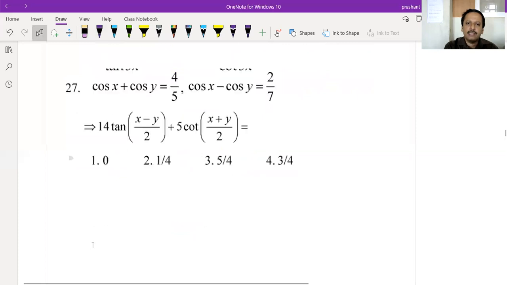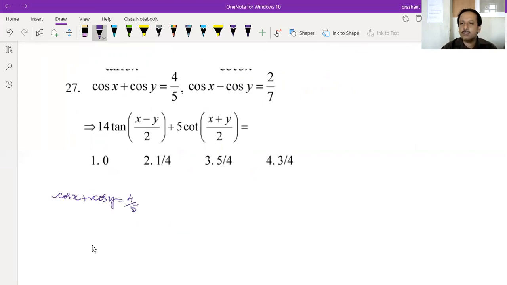Okay. Now let us look at 27th question. If cos x plus cos y is equal to 4 by 5 and cos x minus cos y is 2 by 7, then what is the value of 14 tan x minus y by 2 plus 5 cot x plus y by 2? Okay, look at the first equation there. What they have given? Cos x plus cos y is equal to 4 by 5.